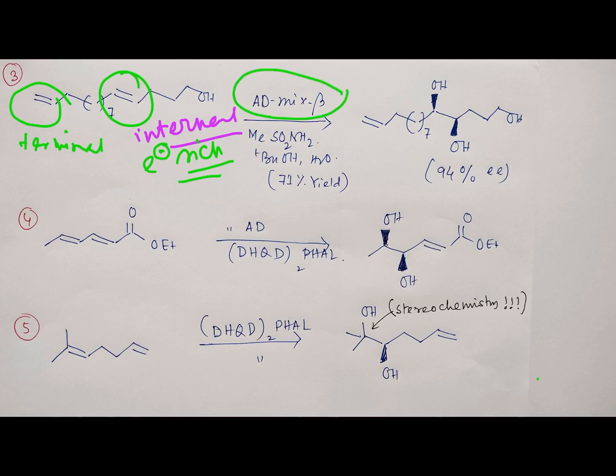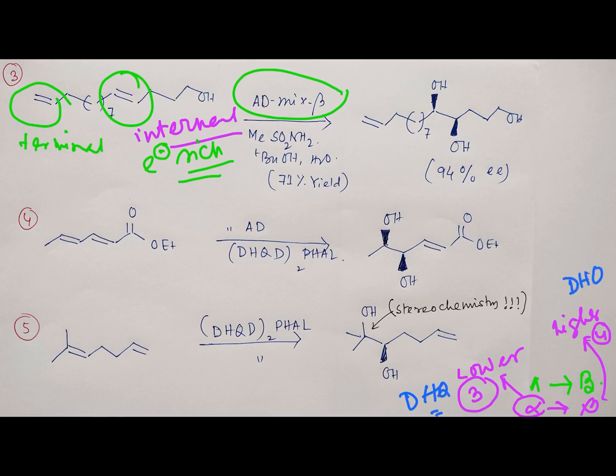And see, AD-mix beta is given, by the way. Another thing: in questions you may find such information, what are beta and alpha? As in our English alphabet, first A comes, then B comes. Similarly, alpha is first, then beta. So just remember that alpha is first, means lower, like 3, and beta is higher, means 4. So alpha means DHQ and beta means DHQD. It's just a mnemonic strategy to remember it. So the example was given in the case of beta.